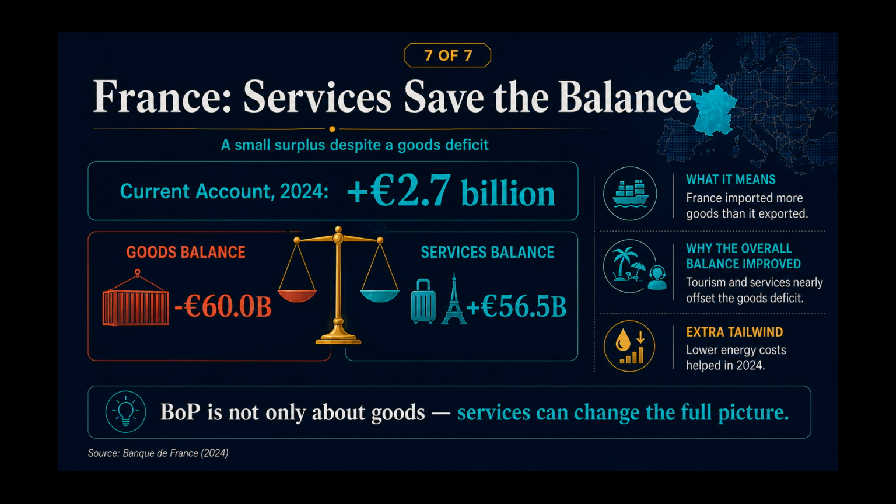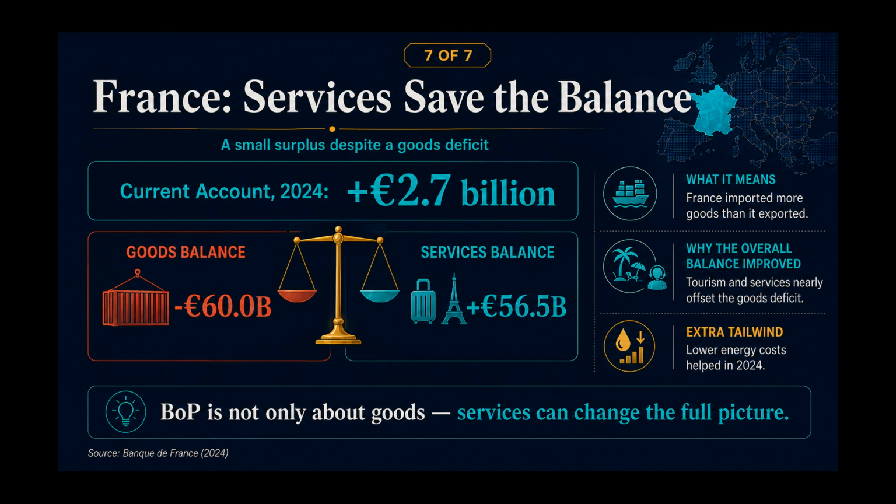However, France had a strong services surplus of about 56 billion euros. Services include tourism, business services, transport, financial services, and other services exports. Tourism is especially important for France because foreign visitors spend money on hotels, restaurants, transport, shopping, and attractions. So even though the goods balance was negative, services helped offset a large part of that gap. Lower energy cost also helped improve the overall balance in 2024.